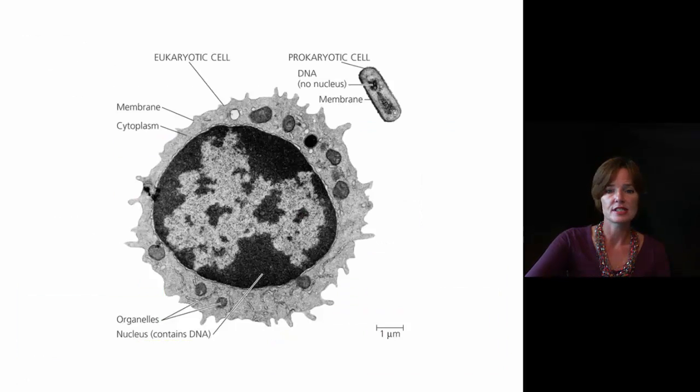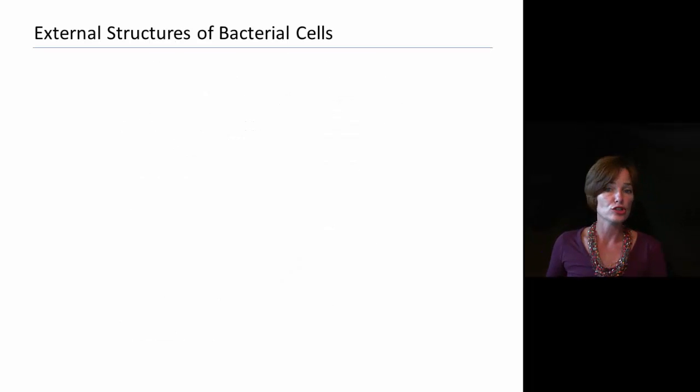Now, size of the cells. A prokaryotic cell is much smaller than a eukaryotic cell, and it's also going to have a lot fewer components. We're first going to focus on the prokaryotic cells. Prokaryotic cells, again, include bacteria and archaea. So let's talk a little bit about the structures of bacterial cells, and then we'll talk about the archaea cells.